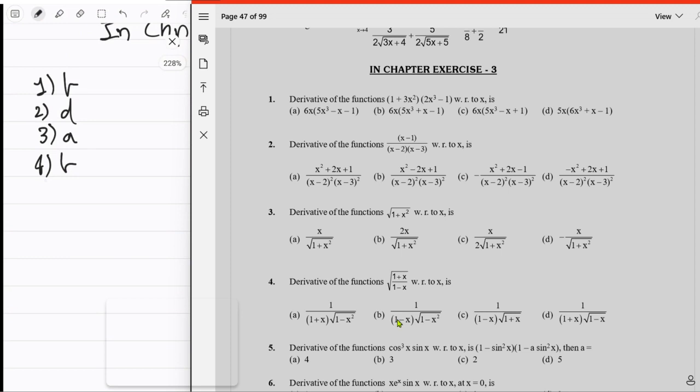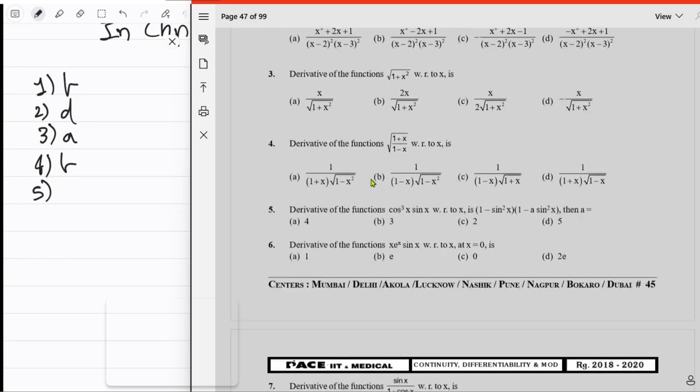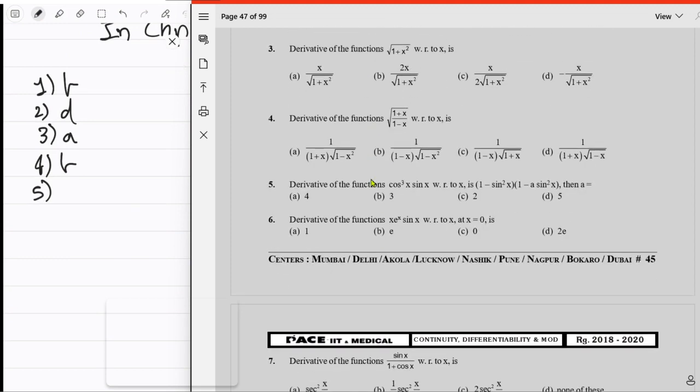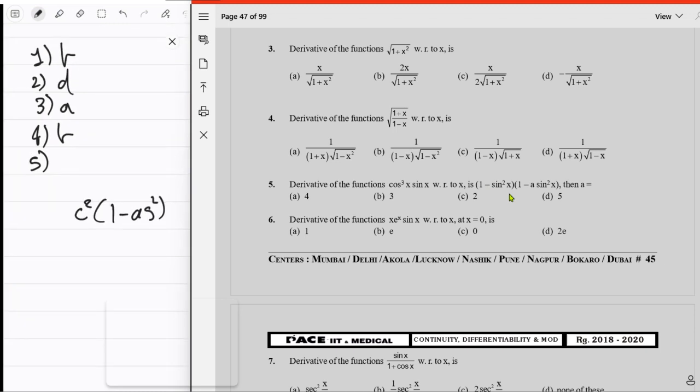Let's go for fifth. Fifth is the derivative of the function cosine cube of x and then sine of x with respect to x is this thing, then a is, okay, so it's just 1 minus sine squared of x, which is basically like cosine squared. So cosine squared times 1 minus a sine squared, right? We are saying that's the derivative.